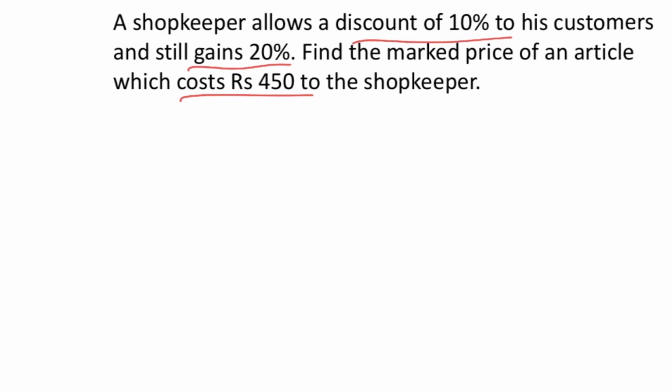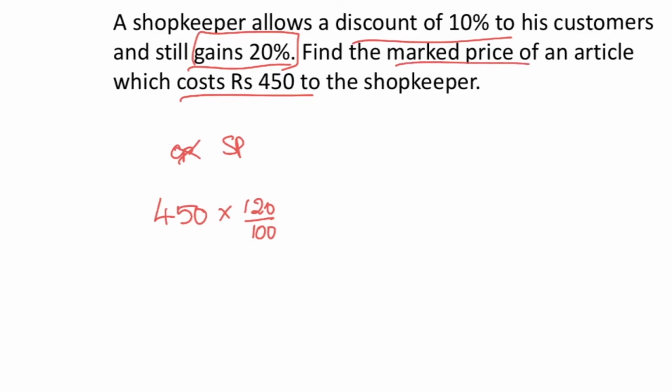See here, cost price is given. Cost price is 450. On that, if you apply profit percent, how much is profit percent? 20%. If you apply profit percent, you will get what? Cost price applied by profit percent is selling price. It is now selling price.